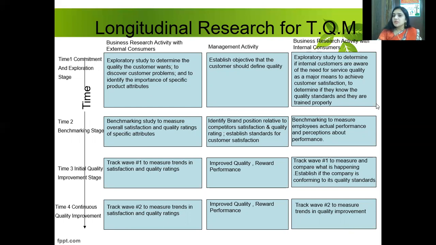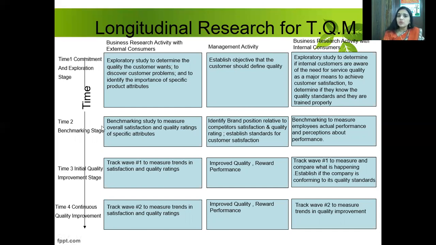Or business research activity with internal consumers: exploratory study to determine if internal customers are aware of the need for service quality as a major means to achieve customer satisfaction, or to determine if they know the quality standards and they are trained properly. When I know that I want to serve these customers properly, then management's purpose should always be to improve the product to satisfy the customers. And I will be checking internal consumers, my employees, whether they are aware of these things or not, whether they know that service quality is important or not. That can also be done with the help of surveys.